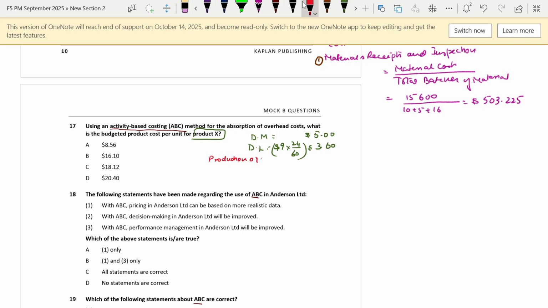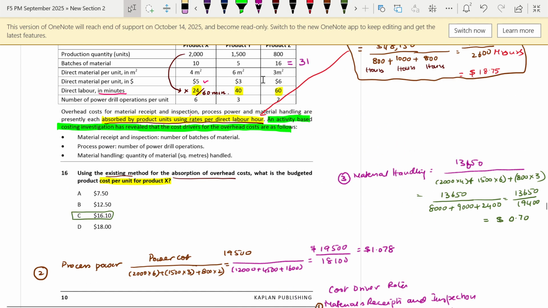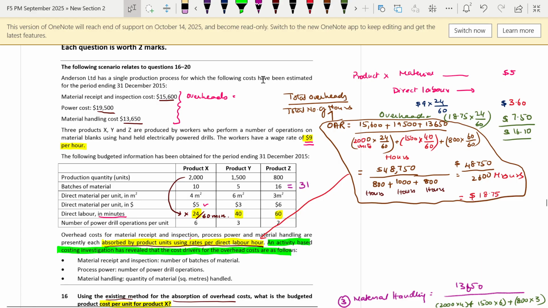In the examination, we don't need this. Okay, materials. How much is the material cost? Per batch. Batch of materials is 10. 10,560.